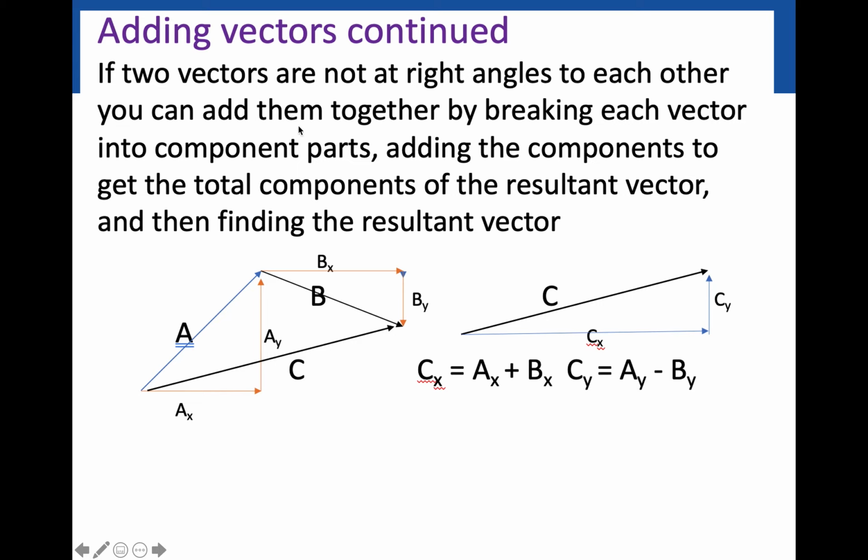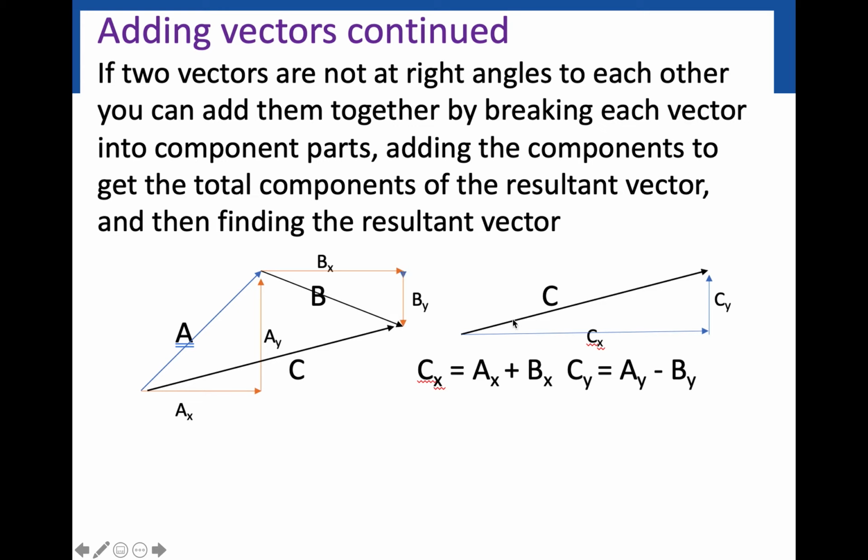So here's two vectors. They're not at right angles to each other. You can add them together by breaking each into component parts. So look at vector A. You can break it into ax plus ay. You can take vector B. You can break it into bx and by.